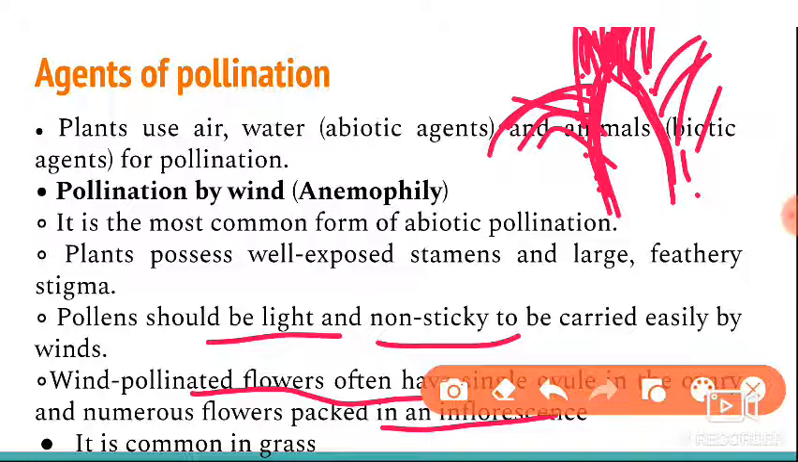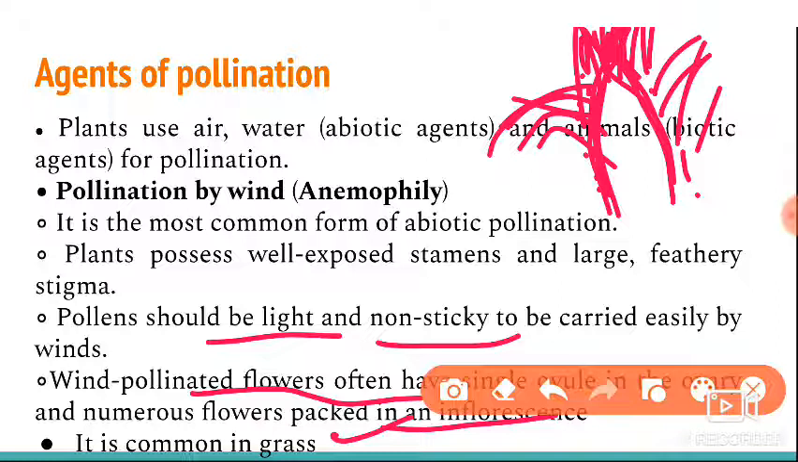Usually this air pollination or wind pollination occurs mostly in grasses. It is very common in grasses. Okay friends, I think these are all the points regarding pollination by wind. Here are the important points you can see.